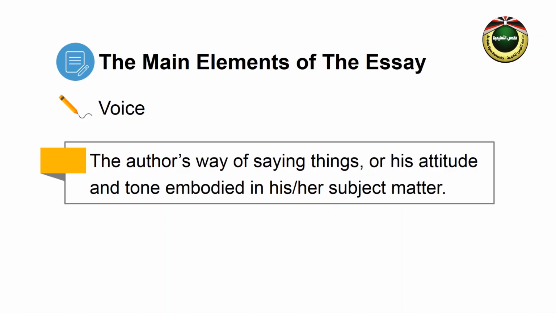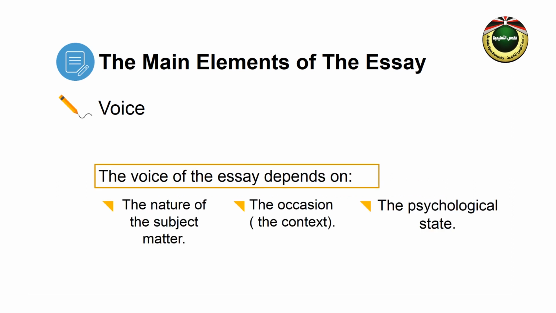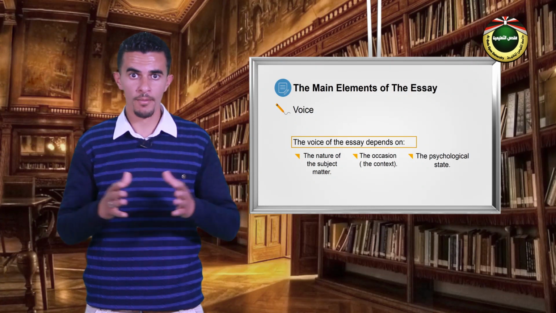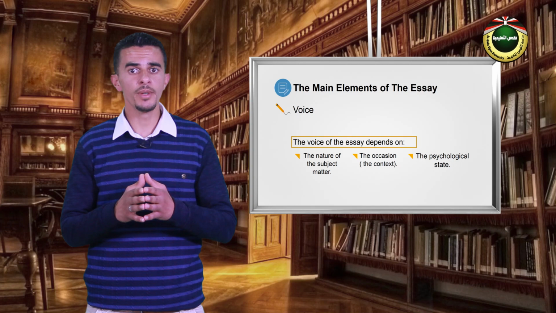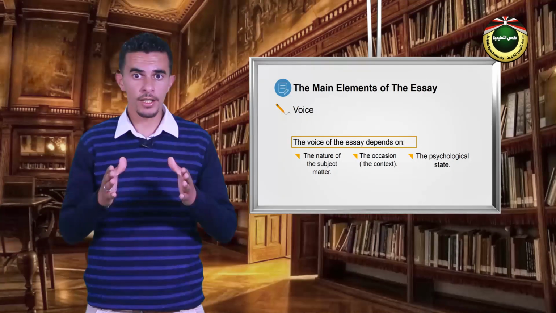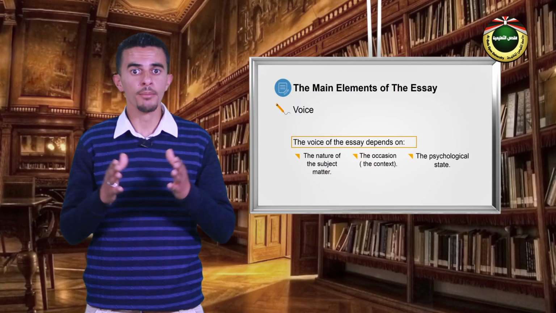Voice. Voice means simply the author's way of saying things, or his attitude and tone embodied in his or her subject matter. The voice of the essay depends on the nature of the subject matter, the occasion or the context, the psychological state of the speaker or the reader, and so on. Some voices seem to be serious, some are ironic, some are straightforward, and some are playful.